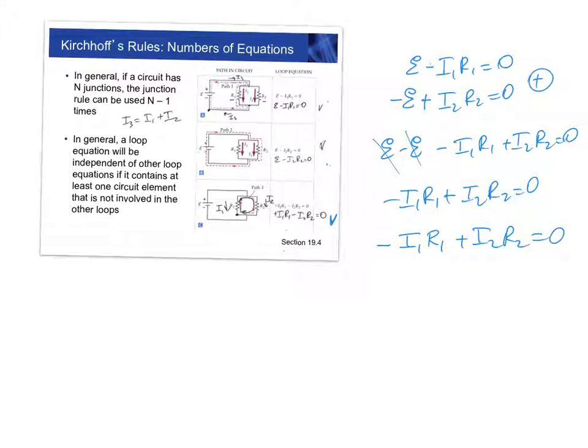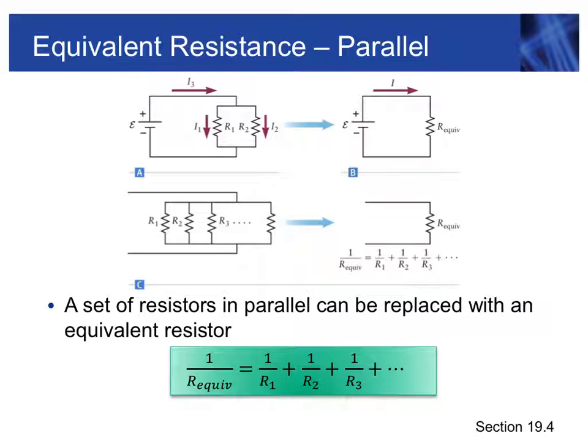So when we say that in general a loop equation will be independent of other loop equations if it contains at least one circuit element that does not involve another loop, that's what it means. If we do any manipulation with the first equation and second equation, there is no way we can get a third equation. So this way it's useful for us, otherwise it's not. Already said that before.